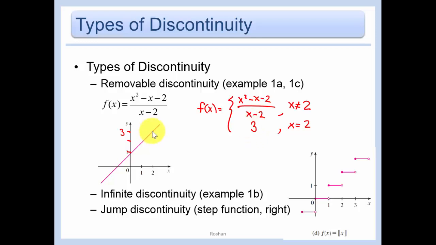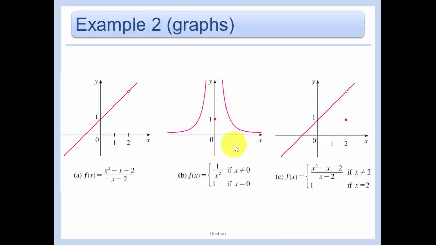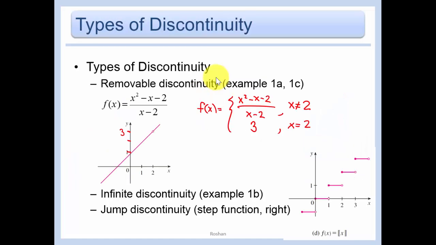Then we could kind of fill in that hole there, and we would have redefined this function as a piecewise function that was continuous. We're going to talk about that more later, but that's how I think of it as a removable discontinuity. It's one that has a hole, because if I filled in that hole, it would be continuous. Then we have infinite discontinuities, so that's just this one in part B. It's going off to infinity at x equals 0.